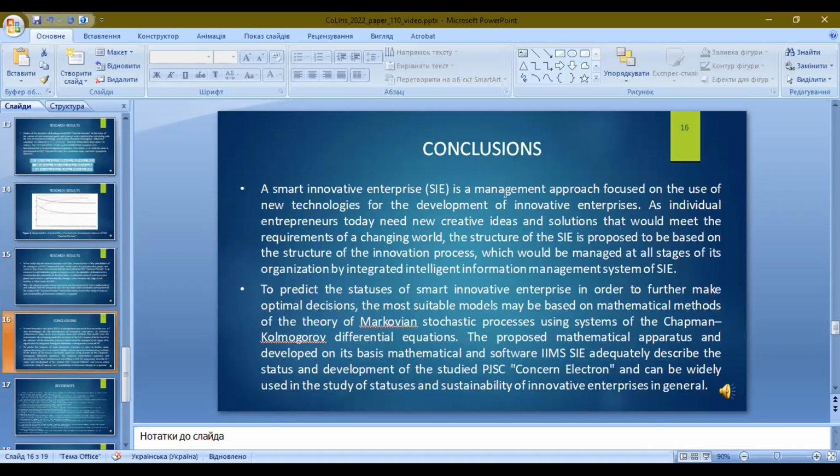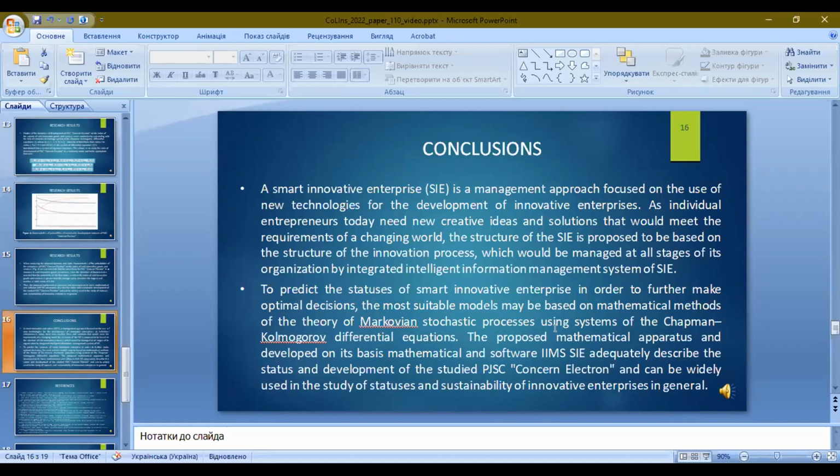In conclusion, a smart innovative enterprise is a management approach focused on the use of new technologies for the development of innovative enterprises. As the individual entrepreneur today needs new creative ideas and solutions that would meet the requirements of a changing world, the structure of smart innovative enterprises proposes the basis of the structure of the innovation process, which would be managed at all stages. They predict the statuses of the smart innovative enterprise in order to make further optimal decisions.